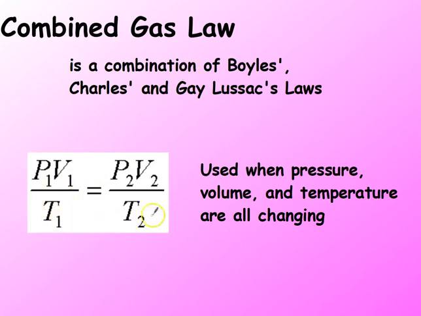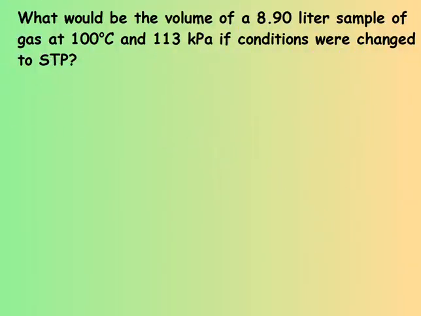So if I don't look at the T's, I see it's P1V1 equals P2V2. That's Boyle's law. Or if I ignore the pressures, volume 1 divided by temperature 1 is equal to volume 2 divided by temperature 2. That's Charles' law. And then the last one, pressure and temperature, that's Guy-Lussac's law. So let me show you how to use all three of them together.